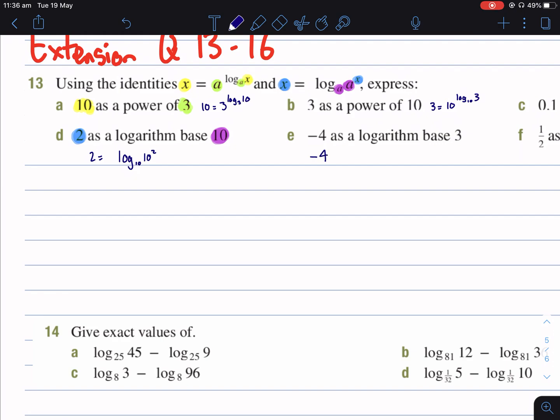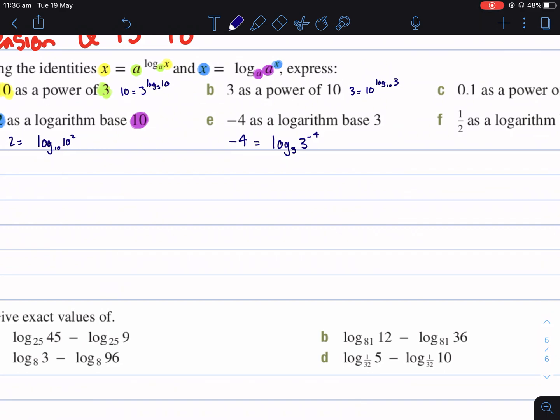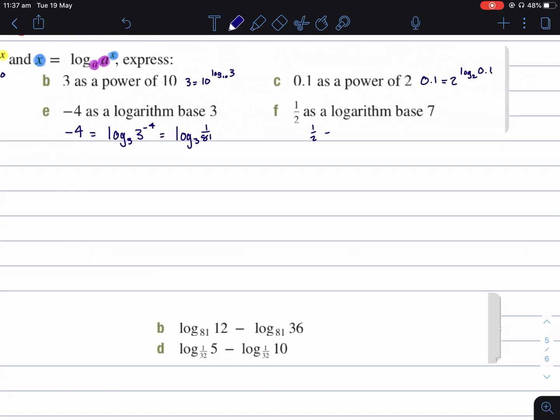So this time negative 4 equals log base 3 of 3 to the negative 4. I guess they just want us to leave it like that. I'm assuming they don't want us to have 1 on 81 or anything. No, they do. Okay, so this one would have been log base 10 of 100. This one, 3 to the negative 4 is 1 on 81. This one we've got a half equals log base 7 of 7 to the half, which is the same as log base 7 of root 7.